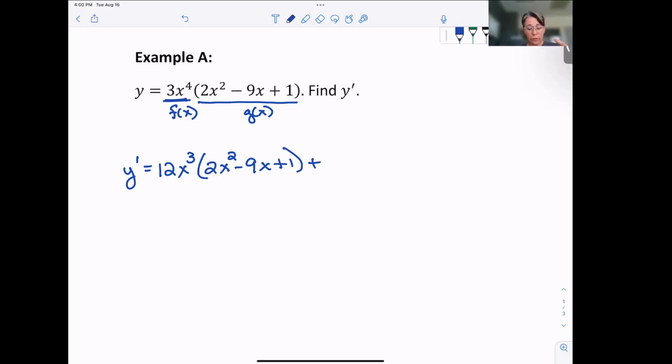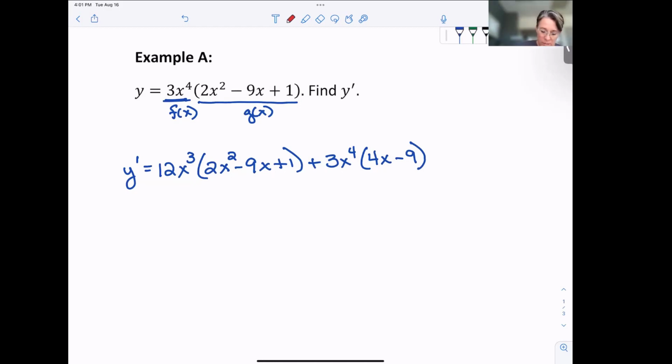We keep the first function exactly the same as originally, 3x to the fourth. And then we take the derivative of the second function. So again, multiplying by the exponent, we would get 4x to the first minus 9. And remember, the derivative of any constant is going to be 0. So here you've already taken the derivative.